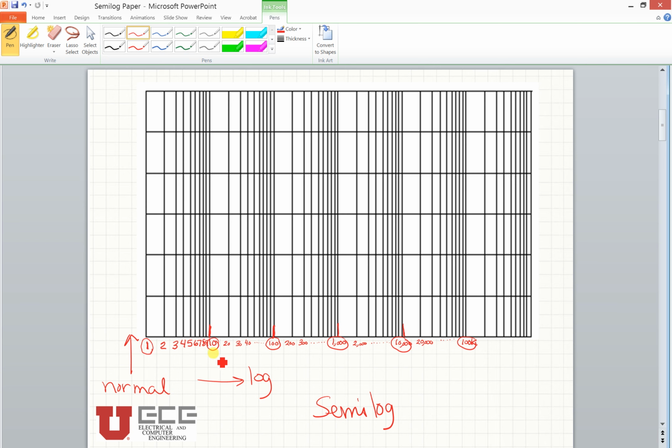So from 1 to 10, you multiply by 10. 10 times 10 is 100. 100 times 10 would be 1,000, and so on. Between each of these main numbers, we call this a decade. So one group between that 10 factor is called a decade. This concludes the description of semilog paper.